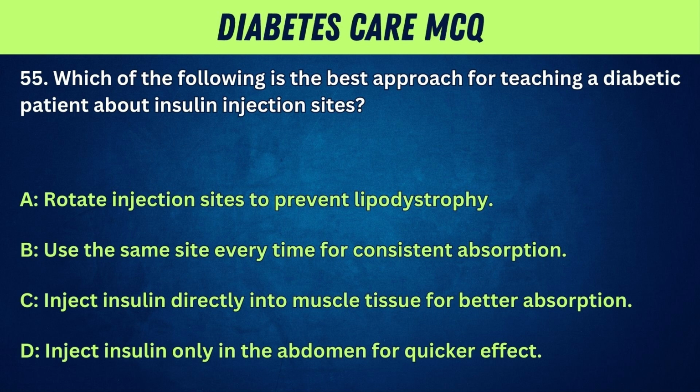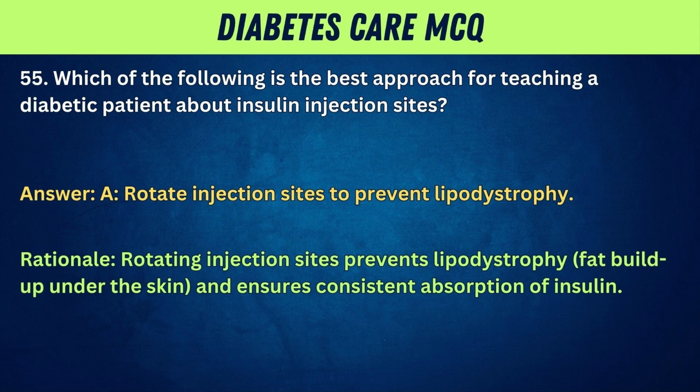55. Which of the following is the best approach for teaching a diabetic patient about insulin injection sites? A. Rotate injection sites to prevent lipodystrophy. B. Use the same site every time for consistent absorption. C. Inject insulin directly into muscle tissue for better absorption. D. Inject insulin only in the abdomen for quicker effect. Answer: A. Rotate injection sites to prevent lipodystrophy. Rationale: rotating injection sites prevents lipodystrophy, fat buildup under the skin, and ensures consistent absorption of insulin.